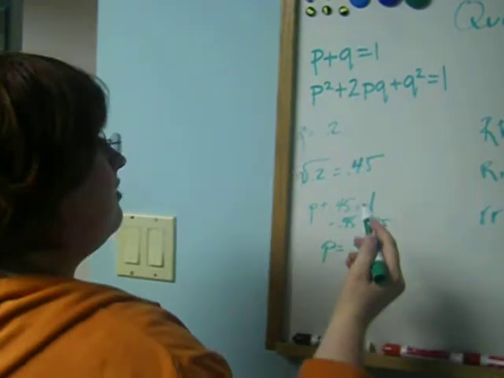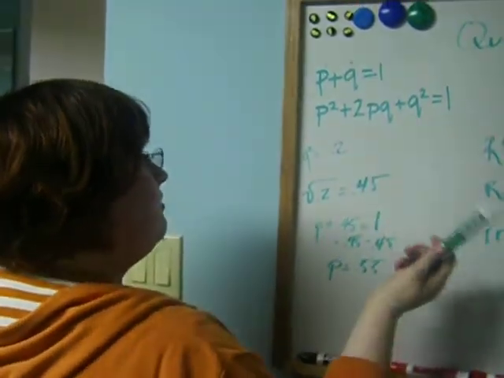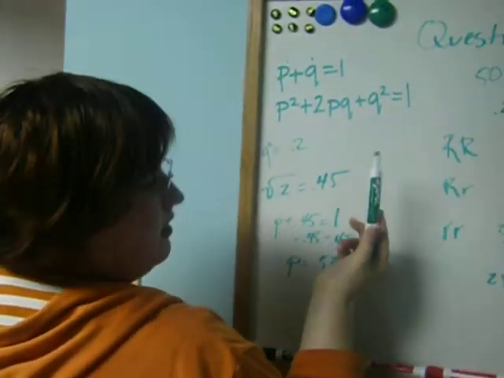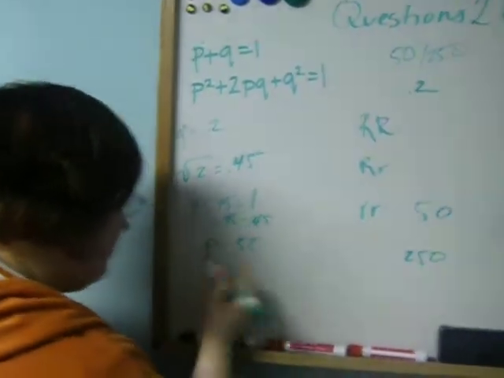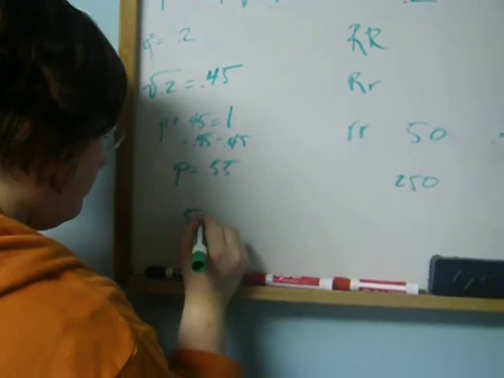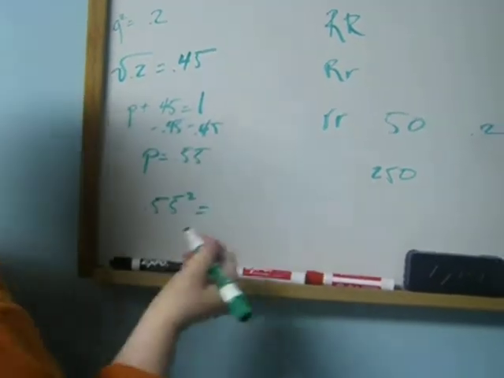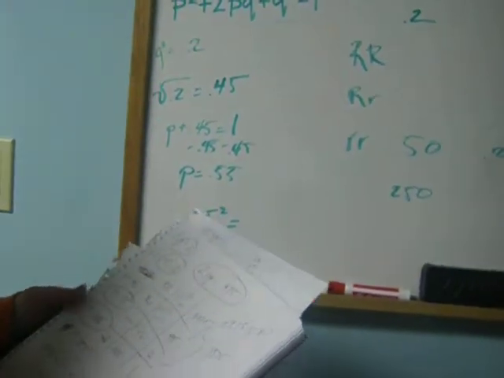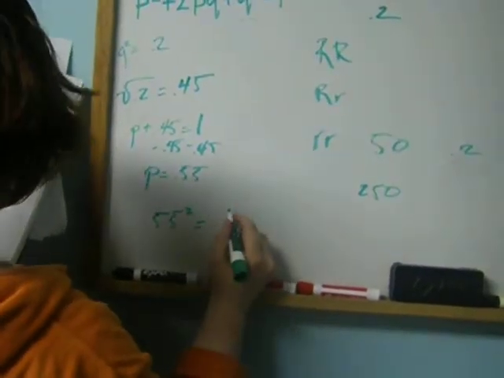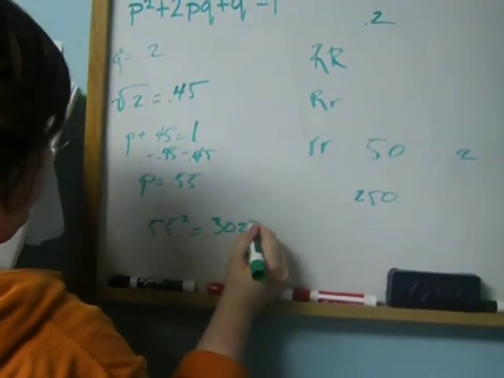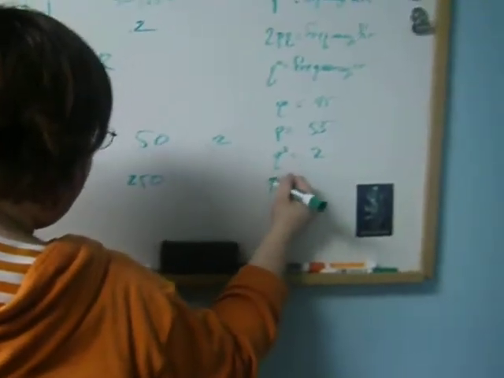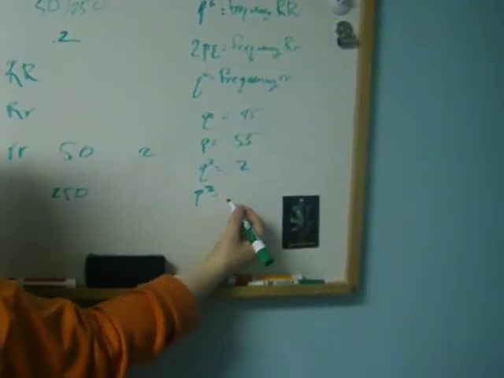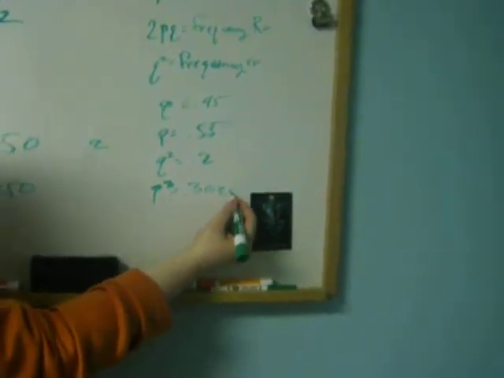Okay, so now we know P and Q, and we know Q squared, and now we can get P squared easily enough by squaring that, which will give us our P squared, which is 0.3025. Okay, so now we can go over here, say P squared equals 0.3025. Now we just need to figure out 2PQ.